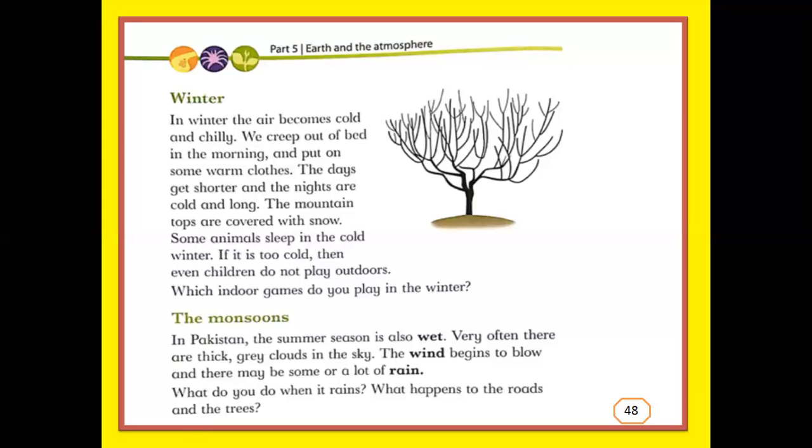And in winter, nights are long as compared to days. And what happens in the summer? In summer, nights are short; days are longer than nights. And in winter, days are shorter than nights, and the nights are also very cold.